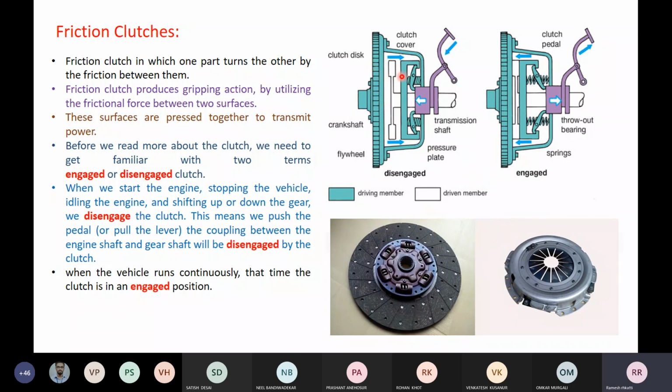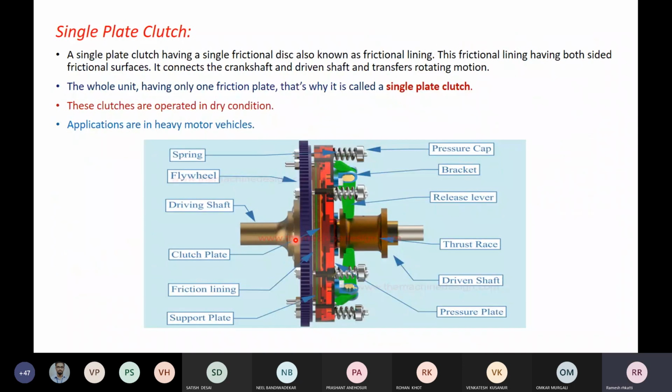Here you can see that it is disengaged. Here it is engaged. Do you have any difficulty in this, or did you understand what we mean by friction clutches? The figure which you are seeing is a clutch disc, and this is a pressure plate. You understood this? Any one of you reply? Yes, sir. Okay, thank you. This is about the friction clutches.